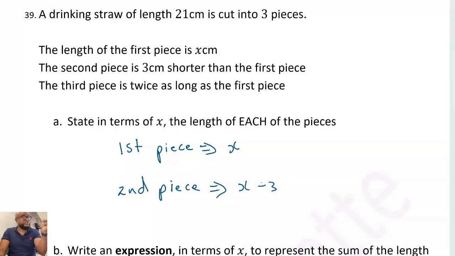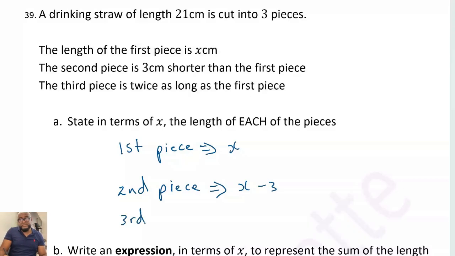So let me say the first length is 10. If you're not seeing it, guys, put numbers to it. So let me say x is 10. If the second piece is 3 centimeters shorter than the first piece, that would be 7. So how did I get that? 10 minus 3 gave me 7. So it will be x minus 3.